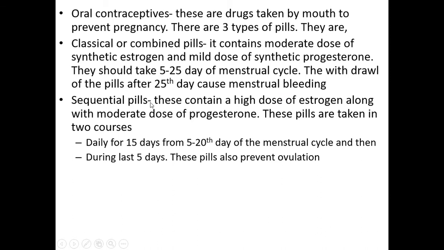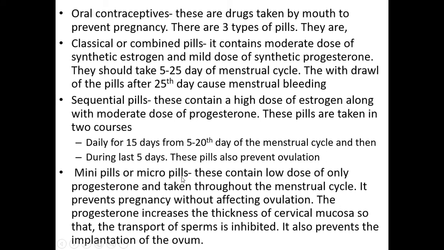Second is sequential pills. These contain a high dose of estrogen along with a moderate dose of progesterone. These pills are taken in 2 courses: daily for 15 days from the 5th to 20th day of the menstrual cycle, and then during the last 5 days. These pills also prevent ovulation.